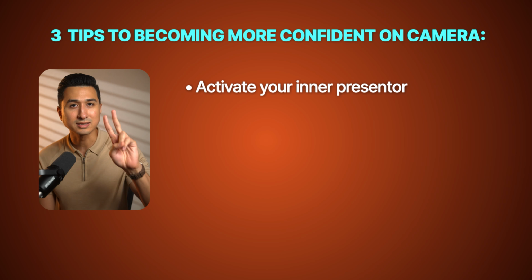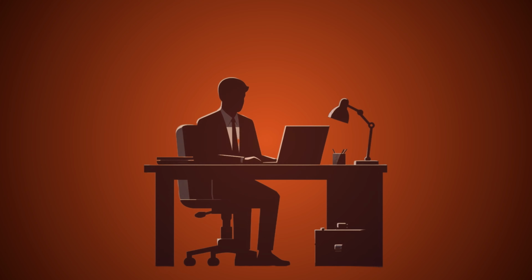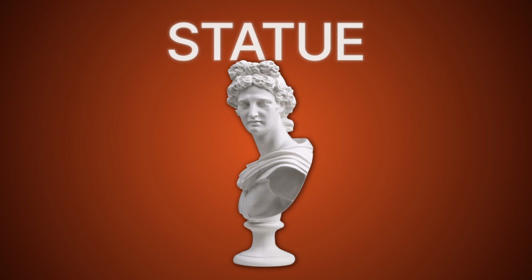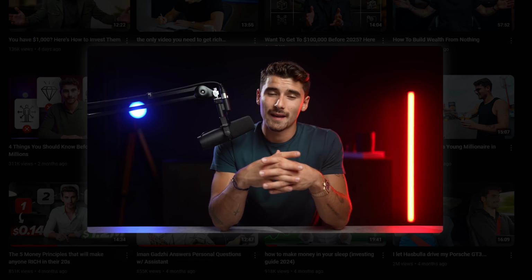Now moving on to tip number 2, and that's using expressions and body language. This point is all about using different facial expressions and body movements when presenting in front of the camera. I'm sure you've seen people who are new to talking to a camera just stay super still like a statue, and this can come off as very stiff and awkward. Whereas you'll see across many of the top YouTubers' videos, they are masters when it comes to incorporating different expressions and body movements. Using different body movements can help you drive a specific point across more clearly.